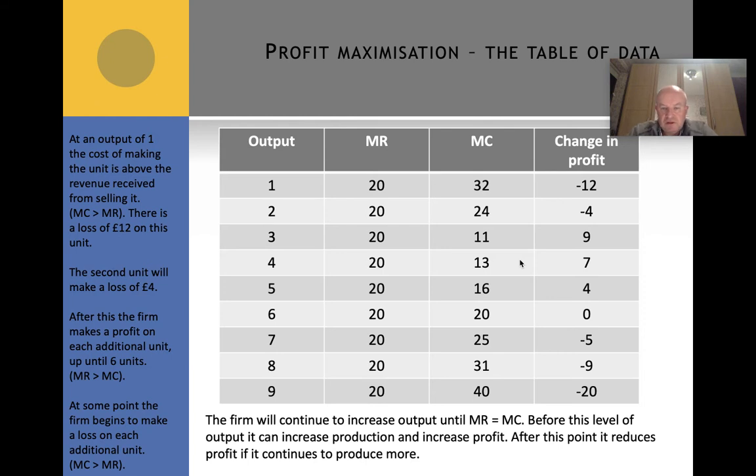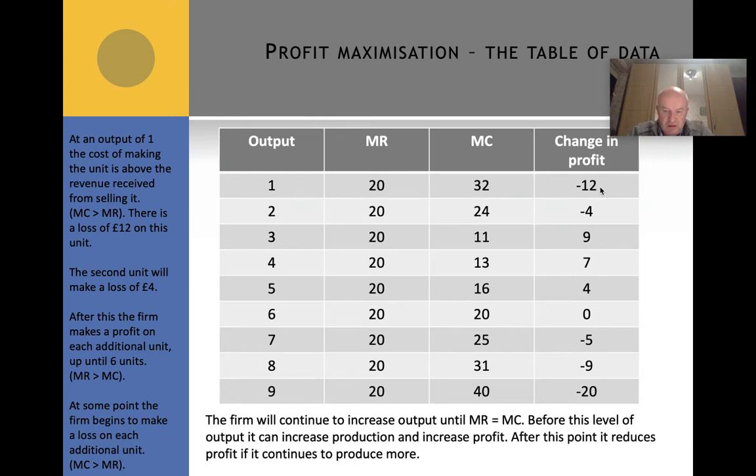So looking at an example of profit maximization, there's a table of data which demonstrates marginal revenue and marginal cost. You can see in the first instance, output level 1, we've got marginal revenue of 20 and marginal cost of 32. So at that one unit of output we're actually losing money, as the marginal revenue we're generating is lower than the marginal cost.